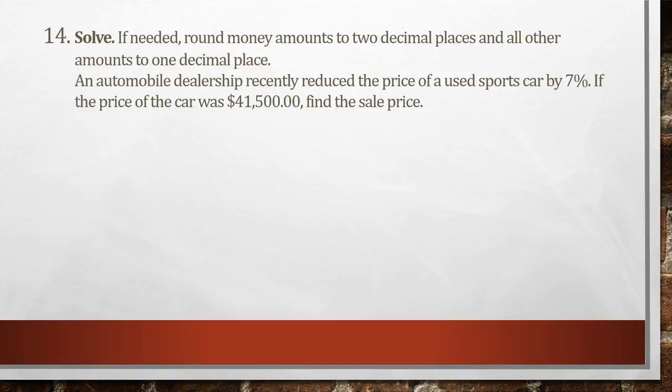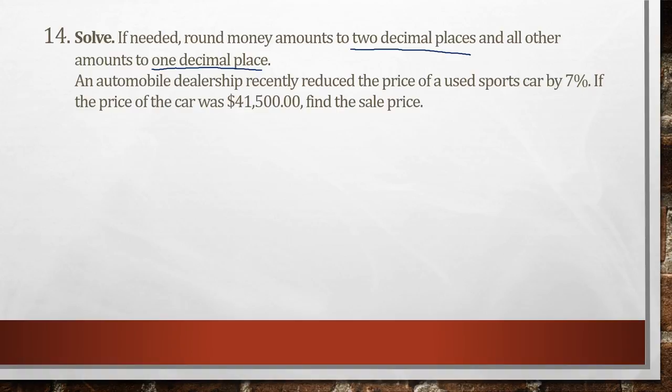Number 14 says, solve. If needed, round money amounts to 2 decimal places. Alright, so we need to remember this. And all other amounts to 1 decimal place. So money is going to be to 2 and everything else to 1. So it says an automobile dealership recently reduced the price of a used sports car by 7%. If the price of the car was $41,500, find the sale price.